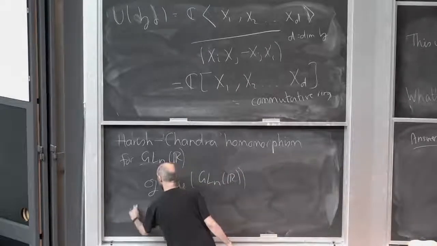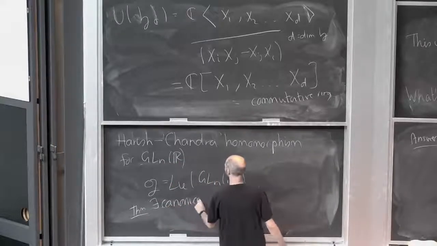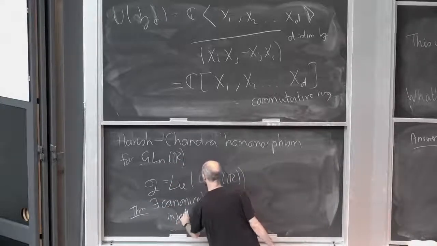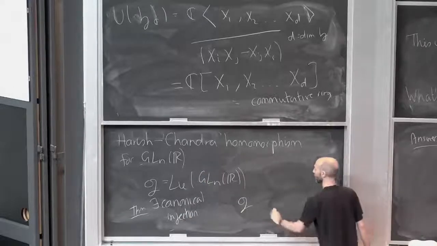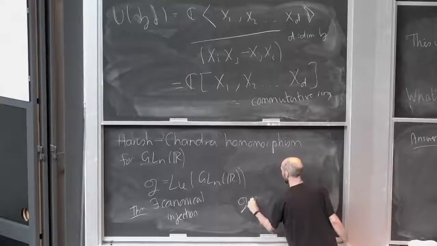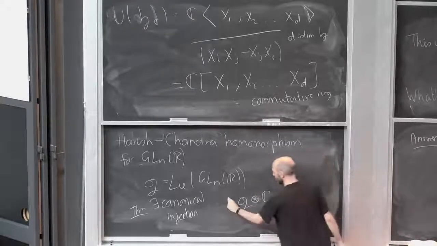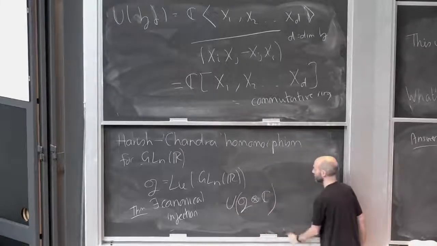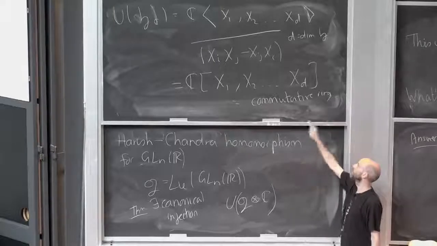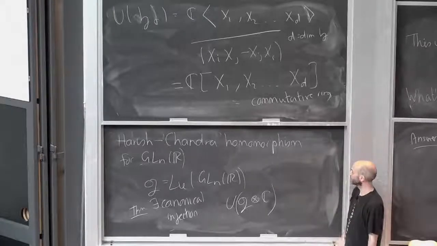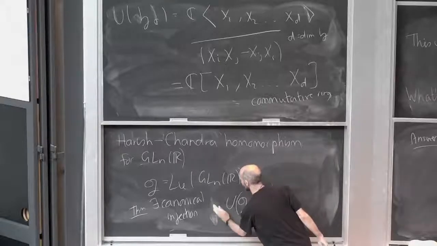Then the theorem is there's a canonical injection. I take my Lie algebra, I tensor it up to the complexes, I take its universal enveloping algebra, which is some terrifying non-commutative polynomial ring in n squared non-commuting variables, modulo some incomprehensible relations. And I look at the center of that universal enveloping algebra, let's just call it Z.